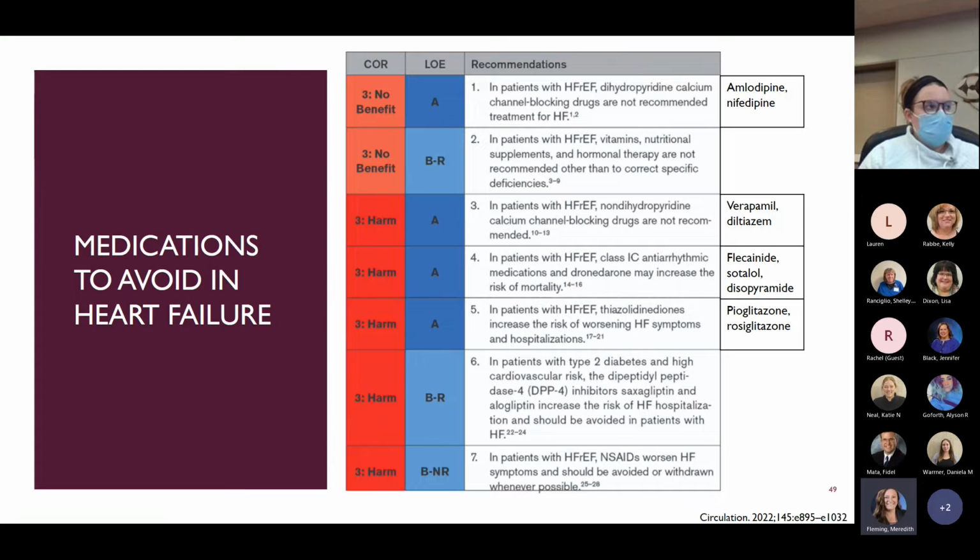And then for most of our cardiac patients, this is no change, but NSAIDs can potentially worsen their condition as well. So those are all medications to be on the lookout for, especially in patients that present with worsening symptoms, looking at their medication list to help identify if there's something that could be causing it.